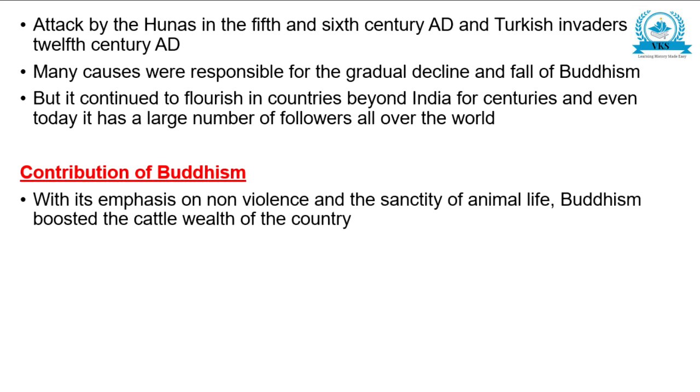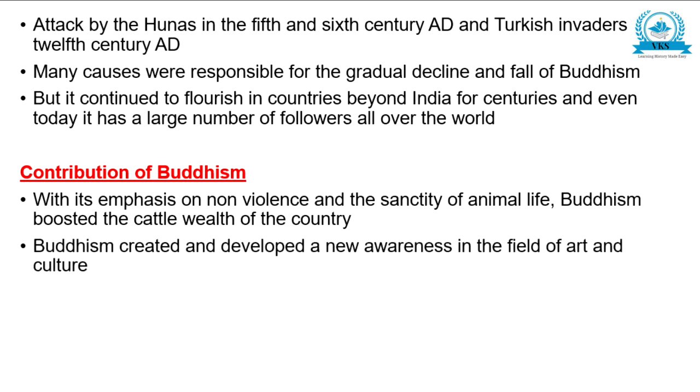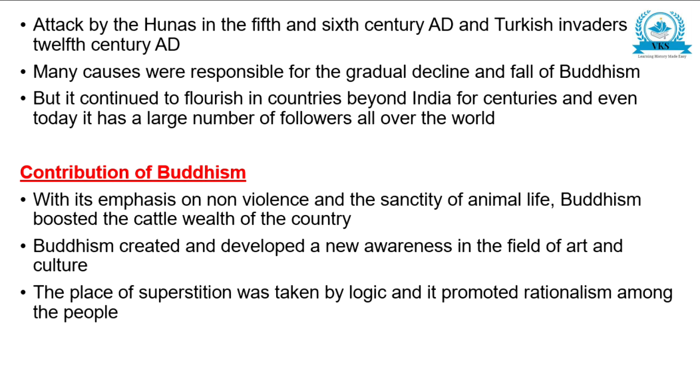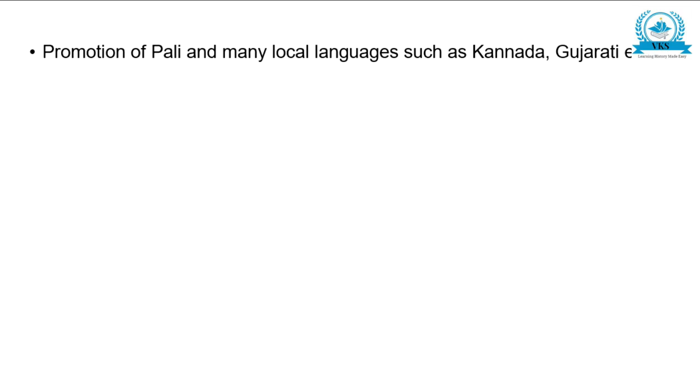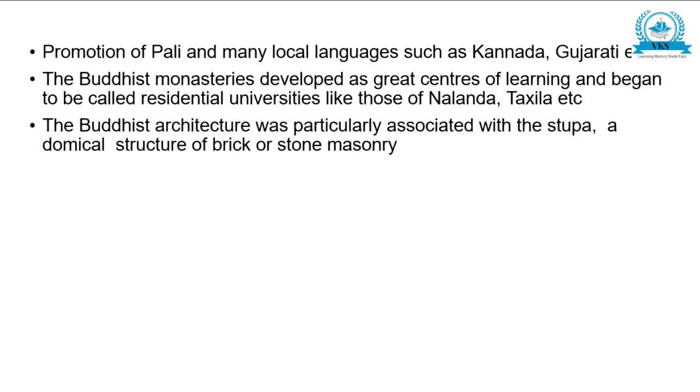Contribution of Buddhism. With its emphasis on non-violence and the sanctity of animal life, Buddhism boosted the cattle wealth of the country. It created and developed a new awareness in the field of art and culture. The place of superstition was taken by logic, and it promoted rationalism among the people. Promotion of Pali and many local languages such as Kannada, Gujarati, etc. The Buddhist monasteries developed as great centers of learning and began to be called residential universities like those of Nalanda, Taxila, etc. The Buddhist architecture was particularly associated with the stupa, a domical structure of brick or stone masonry. Shrines were known as Chaitya.